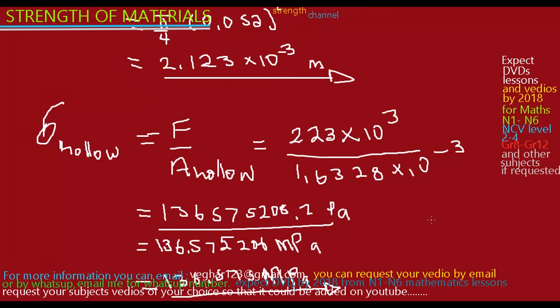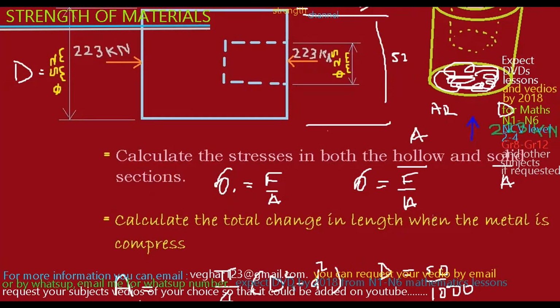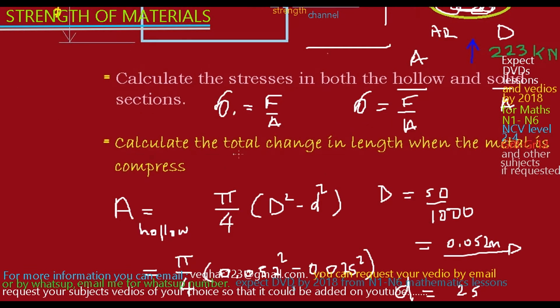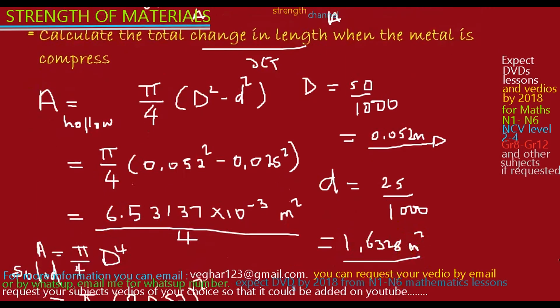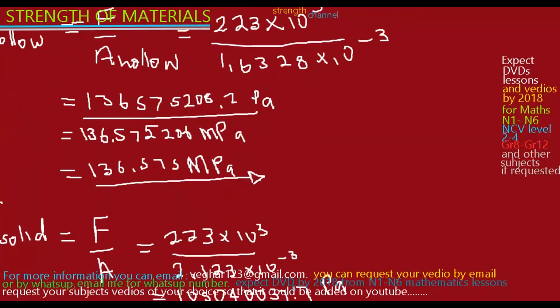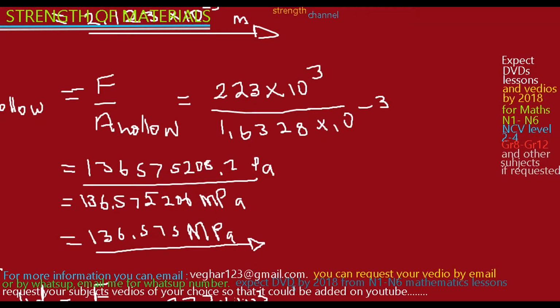Let's check another question. What does it say? So we have both stresses now. Does it ask us to calculate the change in length? The change in length is x, when the metal is compressed. Change in length is this x. So how do we calculate the change in length? To calculate the change in length, you have the stresses, all of the stress.